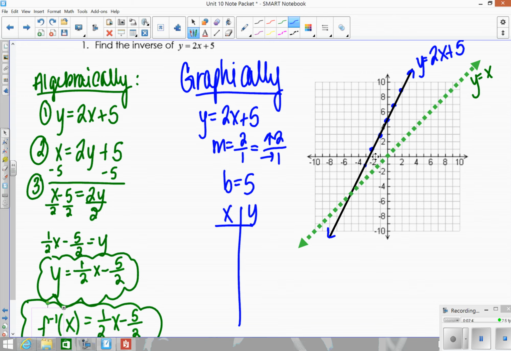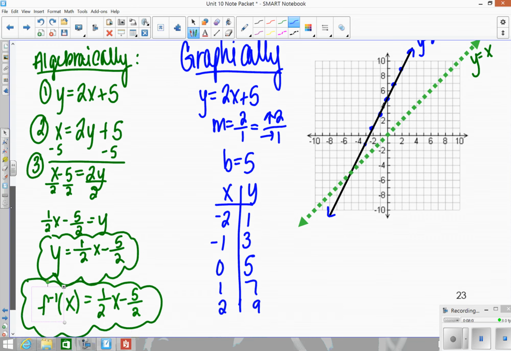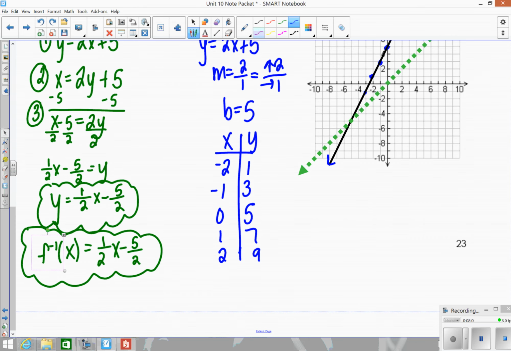I'm just going to do some of them. I plotted -2, 1, I plotted -1, 3, I plotted 0, 5, 1, 7, and 2, 9. So then in order to get the reflection, all you need to do is switch the x and the y values.